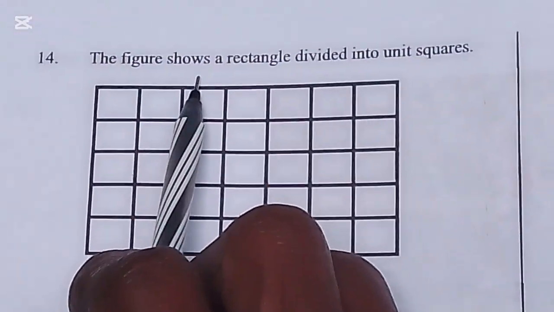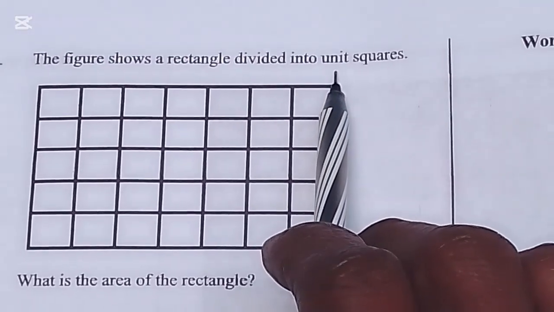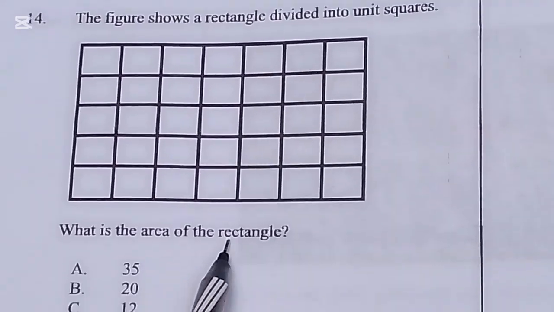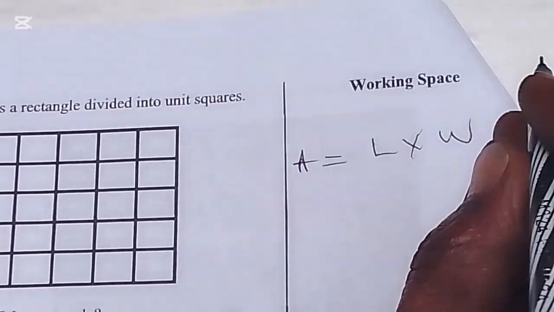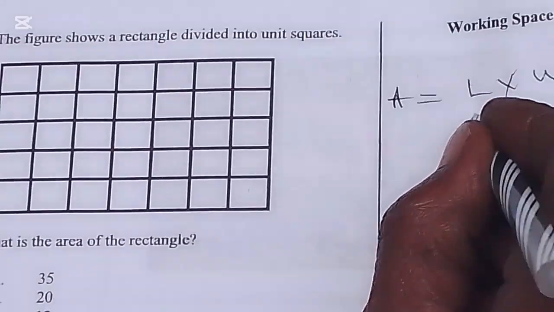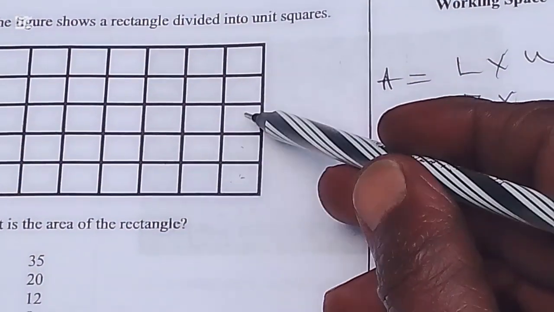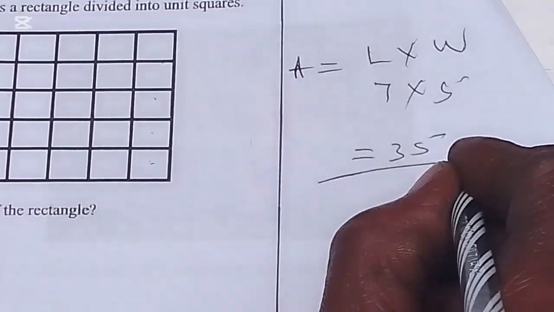Number 14. The figure shows a rectangle divided into unit squares. What is the area of the rectangle? You know, area of a rectangle is length times width. So we have length 1, 2, 3, 4, 5, 6, 7. Width 1, 2, 3, 4, 5. It is supposed to be 35 unit squares.